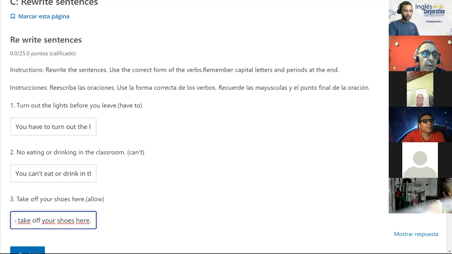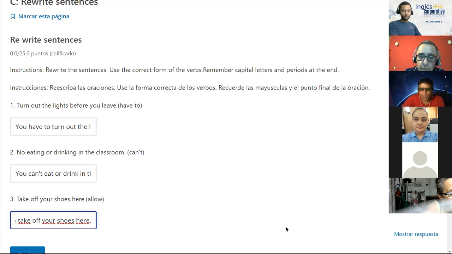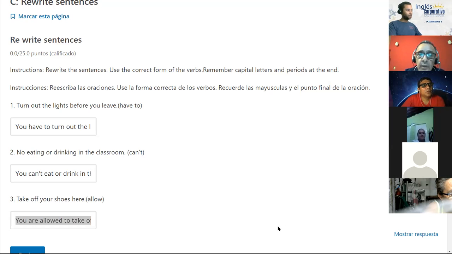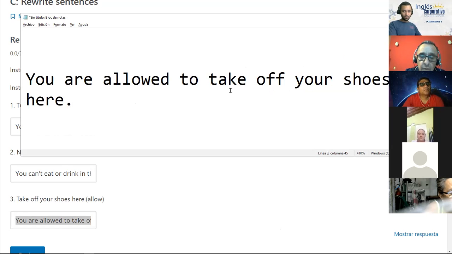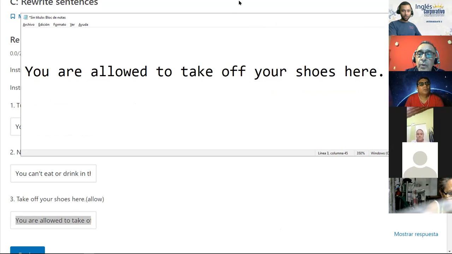Probablemente, como les decía inicialmente, la forma en que está formulado el ejercicio da cabida a una segunda interpretación. O sea, no queda muy claro. ¿Me está diciendo que me los quite o me están dando permiso para que me los quite? Entonces la respuesta quedaría así. You are allowed to take your shoes off. Or to take off your shoes here. Vamos a copiarlo acá para que se vea completo. Vamos a hacerlo más pequeño. You are allowed to take off your shoes here. Vamos a la siguiente.